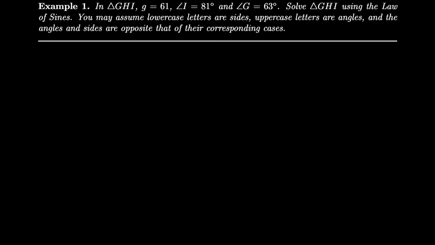So in this first example here, it says in triangle GHI, g is 61, angle I is 81 degrees, and angle G is 63 degrees. Solve triangle GHI using the law of sines. You can assume lowercase letters are sides, uppercase letters are angles, and the angles and sides are opposite that of their corresponding cases. When I say case, I mean lowercase and uppercase. So we were given that information, so let's go ahead and draw this thing out.